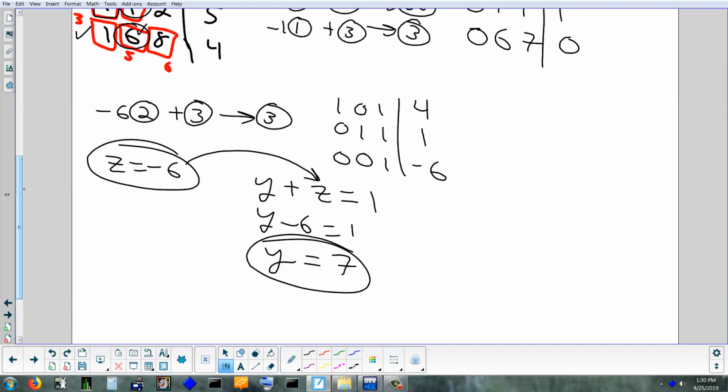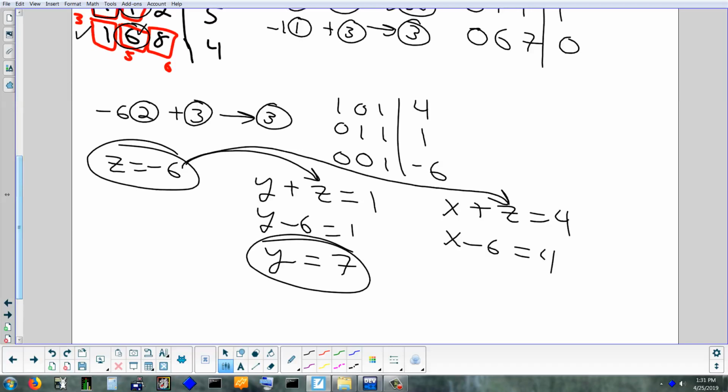And now what does the top row tell me? Let's write it out in letters first. X plus z equals 4, and z is negative 6. So x minus 6 equals 4, x equals 10. And that process was called Gaussian elimination.